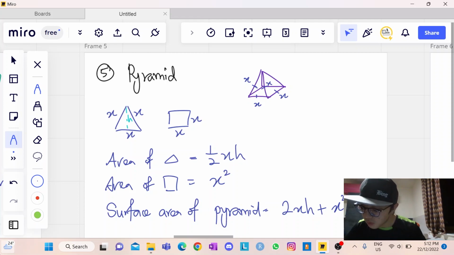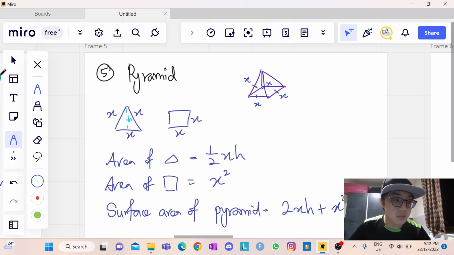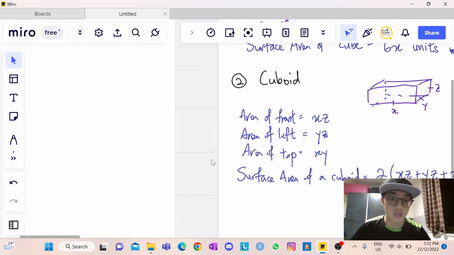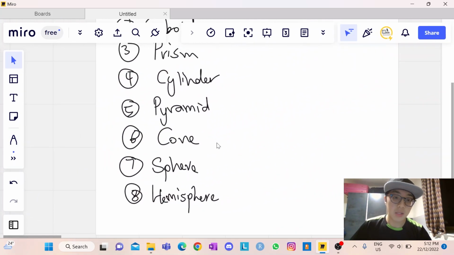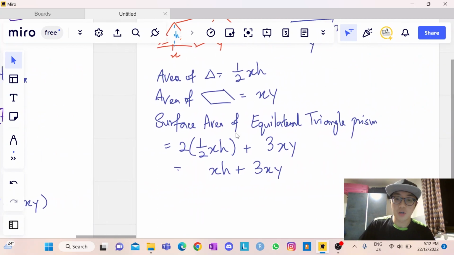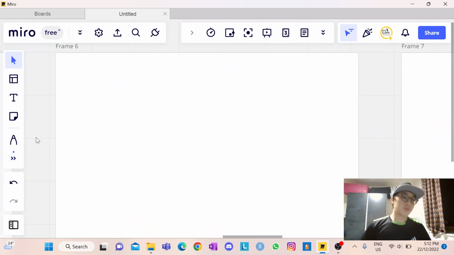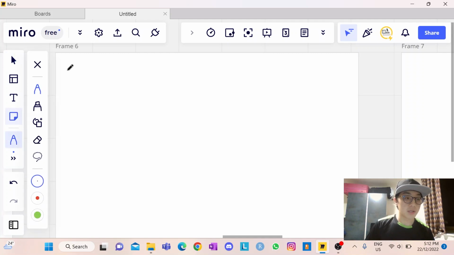Okay, so after pyramids, how much space do I have here? Still very little, actually. We are going to look at the cone. This is interesting. The formula is interesting. I remember when I memorized this during my high school time.